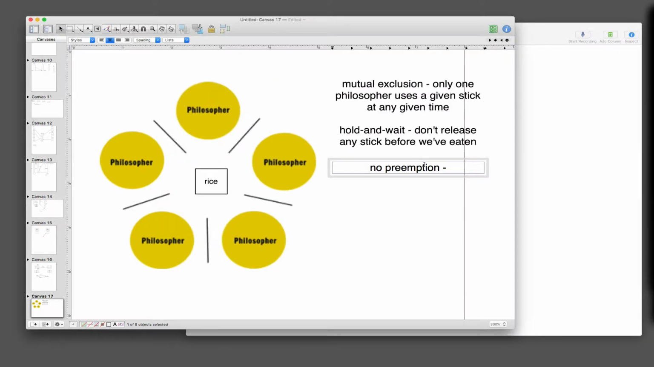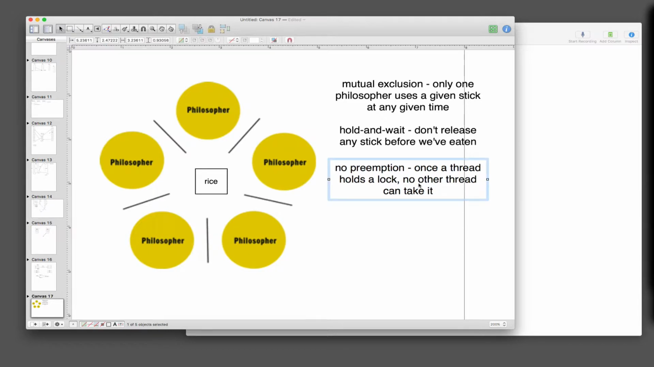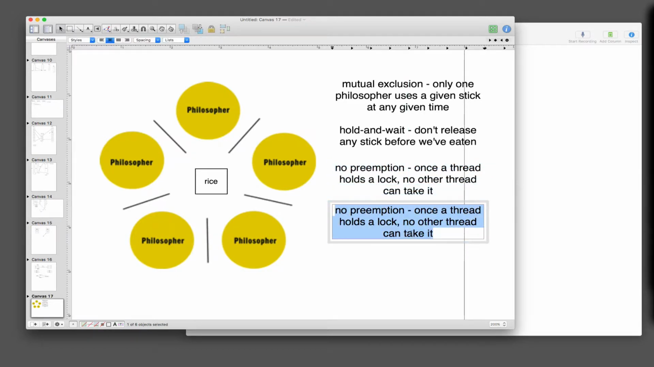All right, so no preemption. Once a thread holds a lock, no other thread can take it. Still, this is not sufficient for deadlock. There's one more thing. Does anyone remember, if you've seen this before, what the last criterion is for deadlock? It's kind of a tricky one to define. It's called circular dependency.